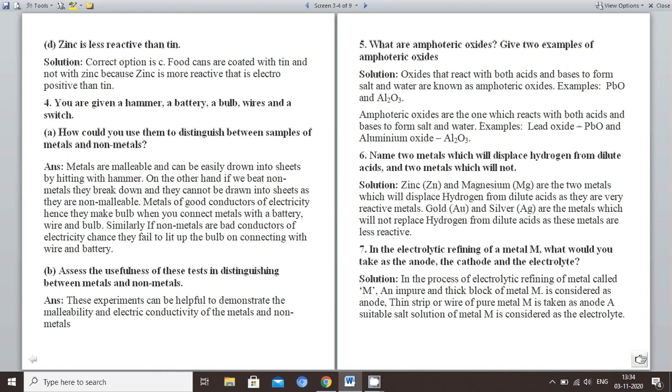Okay, so basically lead oxide, amphoteric oxides are the ones which react with both acids and bases to form salt and water. Example: lead oxide and aluminium oxide. Okay, next: name two metals which will displace hydrogen from dilute acids and two metals which will not.